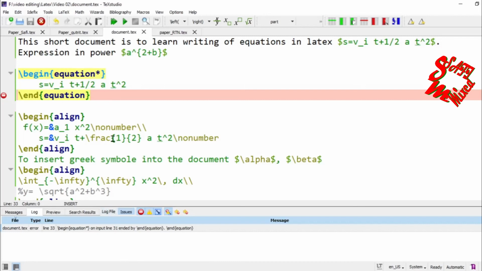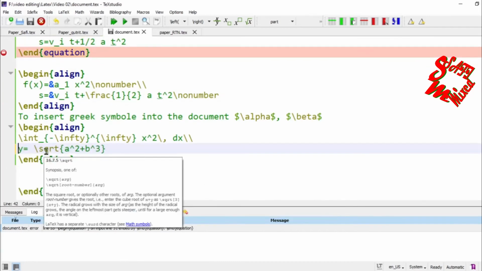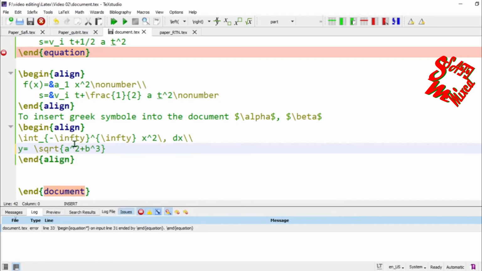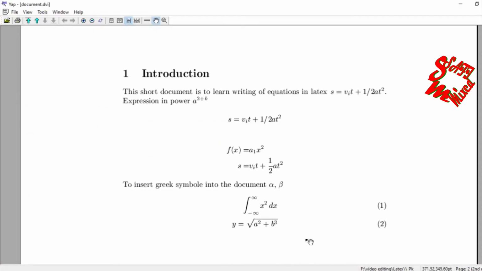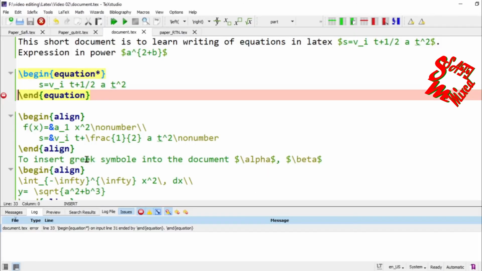Similarly, the square root can be written by the command \sqrt and writing the term inside the curly brackets whose square root is to be taken. If I run this one, I will get the square root of this equation. So this way you can generate different equations and different symbols. And I would suggest to always use the align environment. It has a lot of flexibility and you can manage lengthy equations as well as short equations, and you can write down many equations within the single environment.